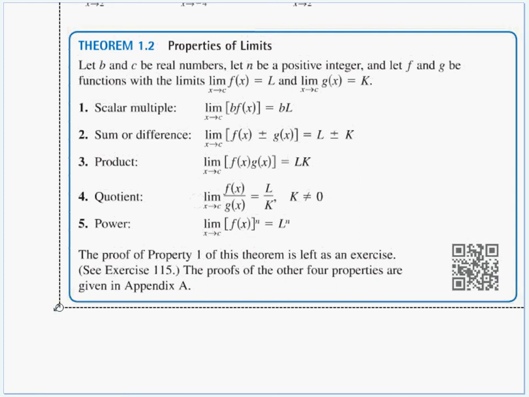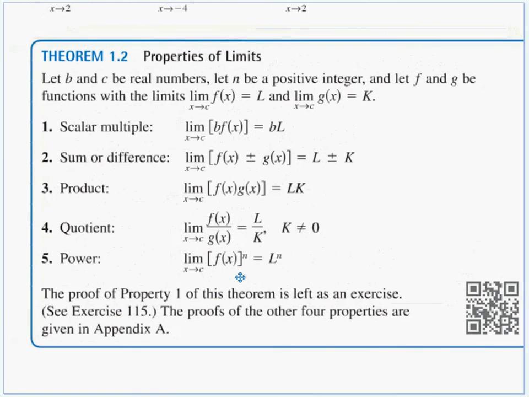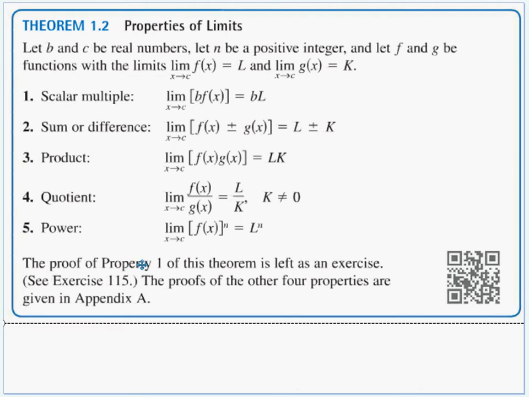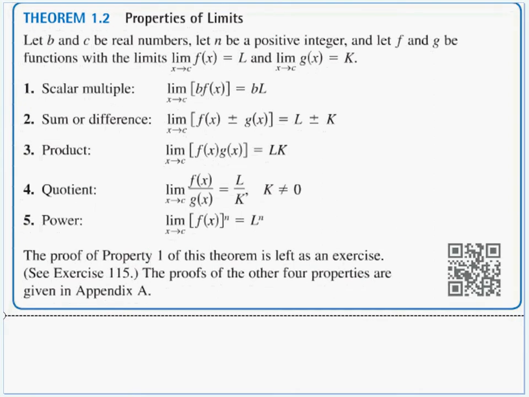Now here are some properties of limits. Some of these properties are going to echo throughout the entire course for the whole year. Let's read the setup here. B and C are real numbers, and n is a positive integer. So it has to be positive, and it's a whole number integer. F and g are two different functions, and they have different limits.